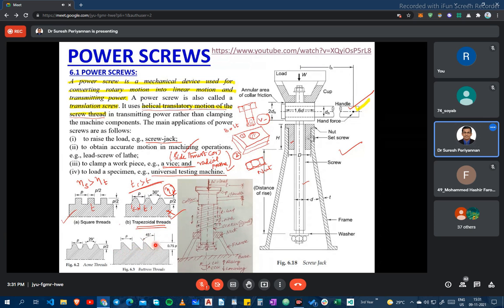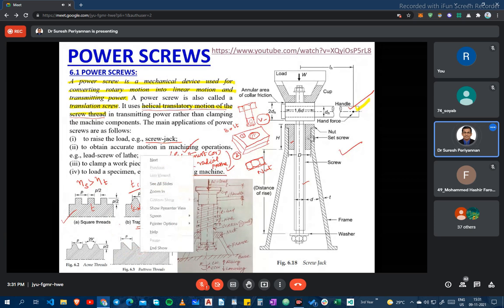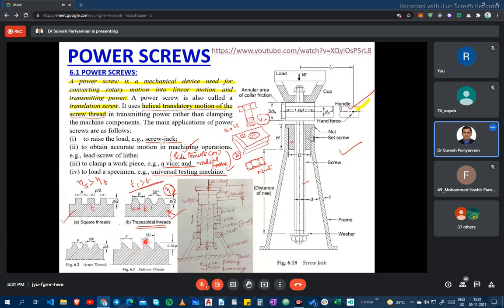But this buttress thread has a higher efficiency compared to the trapezoidal thread. Now, what is the order of the efficiency? Square thread is better than trapezoidal thread, right? But here buttress is also better than trapezoidal thread. So the order of efficiency is: square thread is greater than buttress thread, and buttress thread efficiency is greater than trapezoidal thread. That is the order of efficiency of these threads.